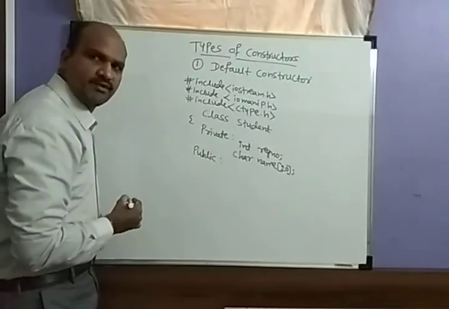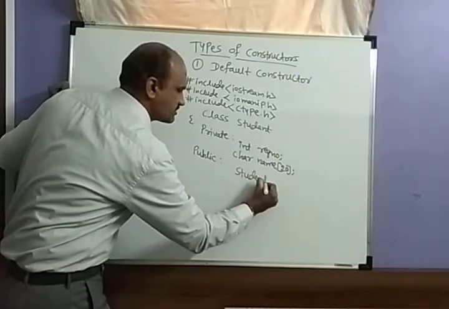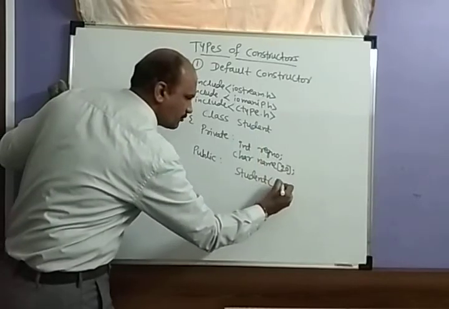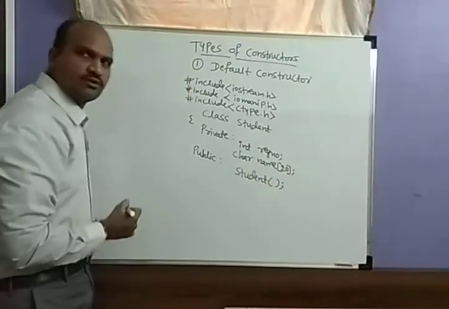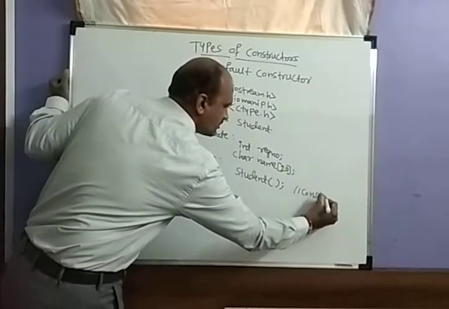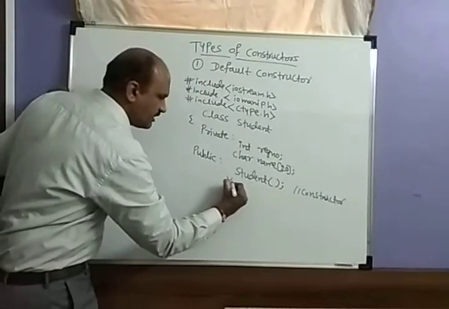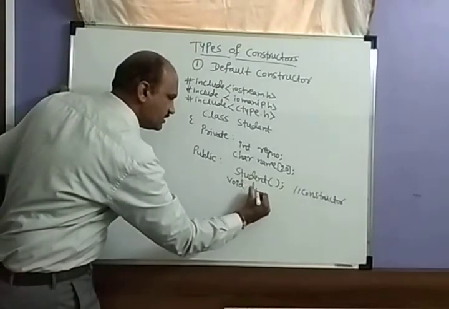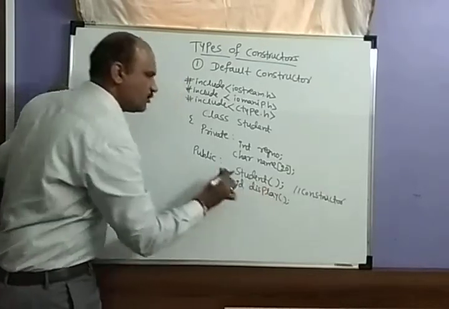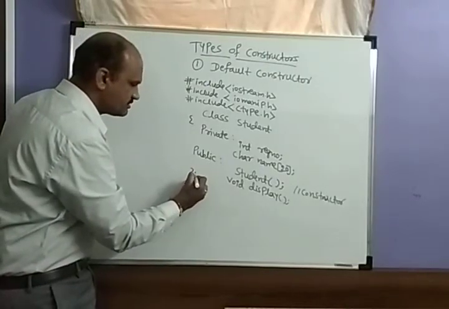in the public section I will define the constructor, that is the default constructor. It should have the same name as the class name, student, and no arguments. Close the brace. This is the constructor, that is your default constructor. Okay, then I will write one function here, that is display. So one is the constructor, one is the function. Close the brace and semicolon.